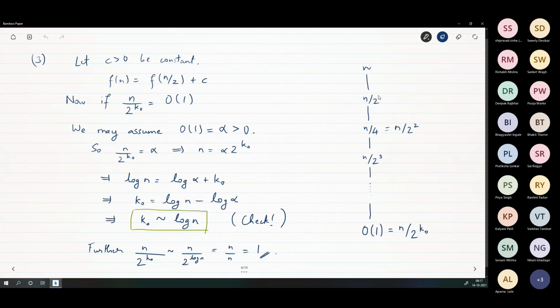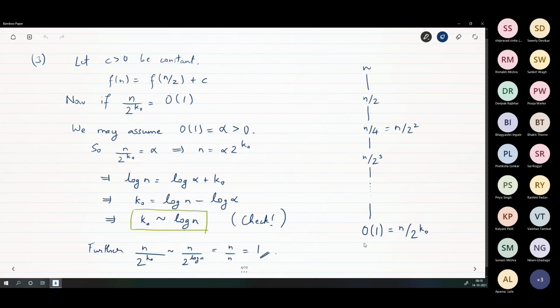So in order to find f of n by 2, you need to find f of n by 4, which is f of n by 2 squared. To find f of n by 2 squared, you need f of n by 2 cube, and so on and so forth. So you have this sort of tree. It starts at n and goes down, where the values keep decreasing: n by 2, n by 2 square, n by 2 cube, dot dot dot. Finally, you will reach the initial value f of 1.